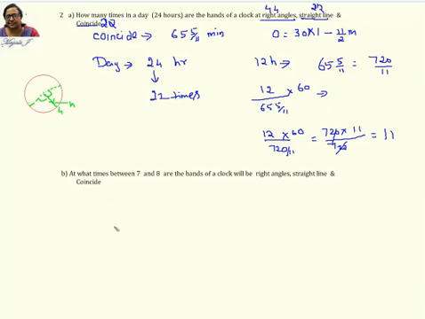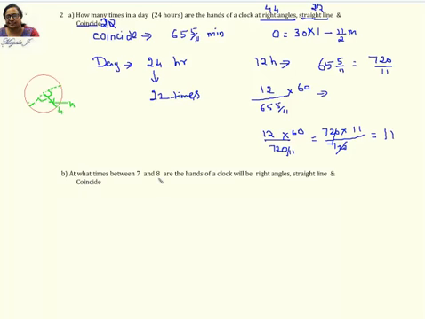I'll come to the next one. Any doubt in this? I didn't write it properly in a different way, but you have to understand this. This one explanation is sufficient. For straight line and right angles, you don't have to explain that. You just have to draw the clock, whichever I did, and explain this. That's enough. You don't have to derive it again and again.